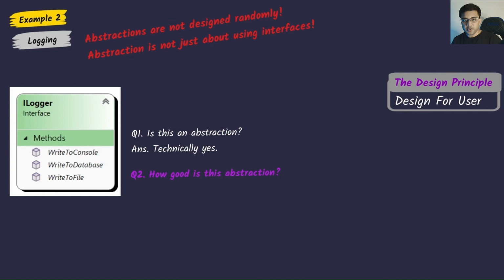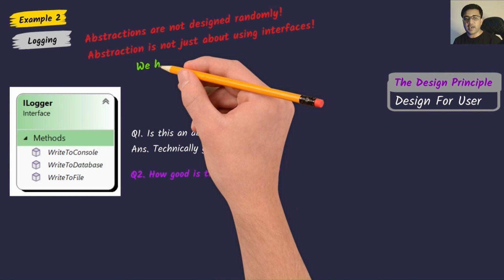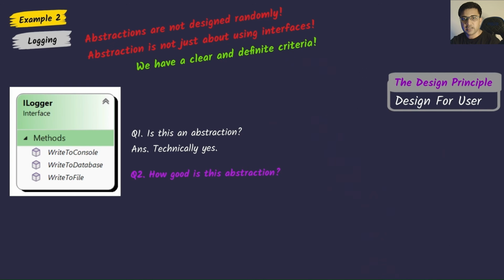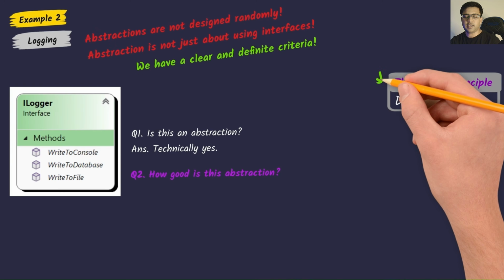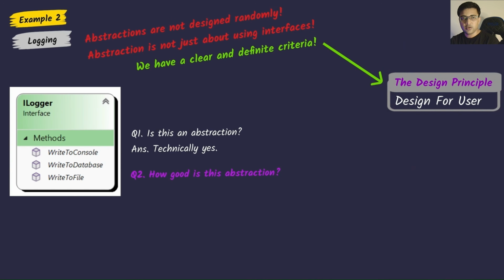No, it's important to understand that abstraction is not just about using an interface. We can't just throw anything into an interface and call it an abstraction and then expect to get all the benefits out of it. It's not a random process. No, we have a clear and definite criteria for designing abstraction. And that criteria says design for the user. Using this criteria, we can design a good abstraction and actually experience the benefits. And using the same criteria, we can also evaluate any existing abstraction design.